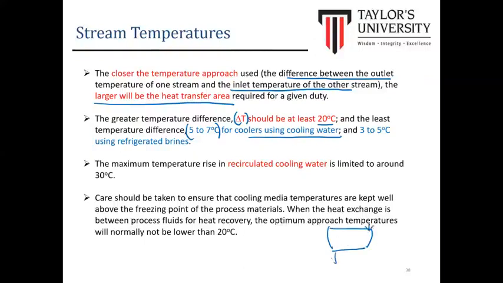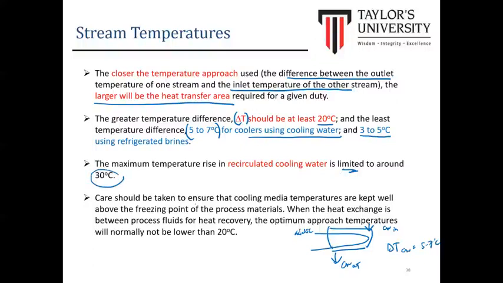If we have acid, maybe we consider acid on the tube side. Okay, this is acid, and then we have cooling water inlet and cooling water outlet. So the difference of the cooling water should be within 5 to 7 degrees Celsius. And if we use refrigerant brine, we can consider the delta T should be 3 to 5 degrees Celsius. Okay, the maximum temperature rise in this recirculated cooling water is limited to around 30 degrees Celsius.